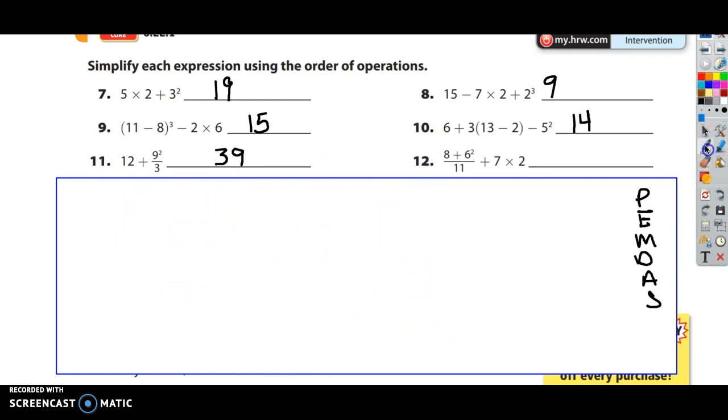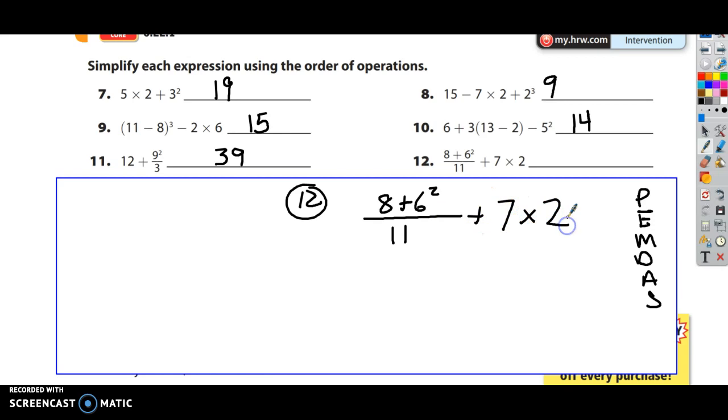All right, number 12, starting to get a little complicated here, but at the same time kind of fun. We've got 8 plus 6, but 6 has to be squared, over 11 plus 7 times 2. Let's look at all the operations here. We've got multiply, that's right here. We've got add, that's right here. We've got divide, and we've got add again. I think we've already done that. Yeah, we've got 2 adds. And we've got an exponent.